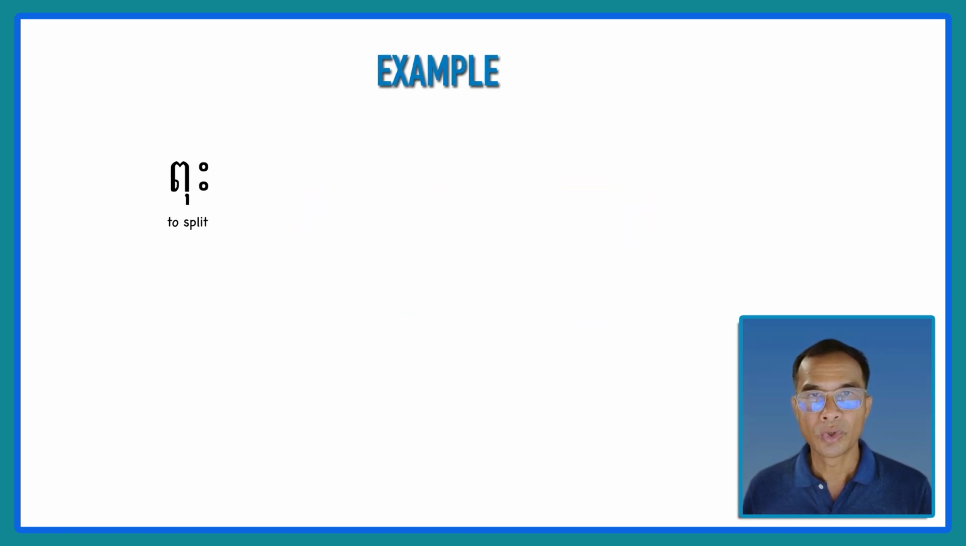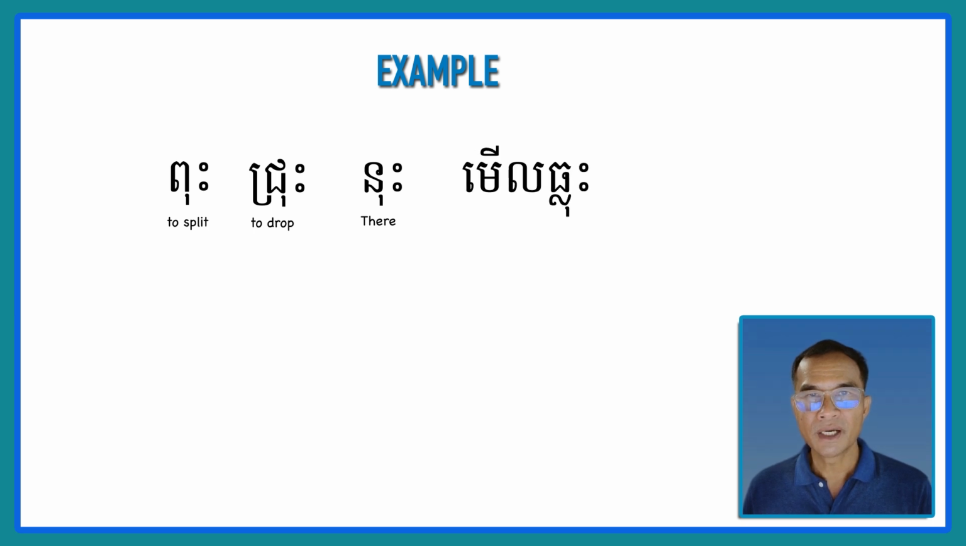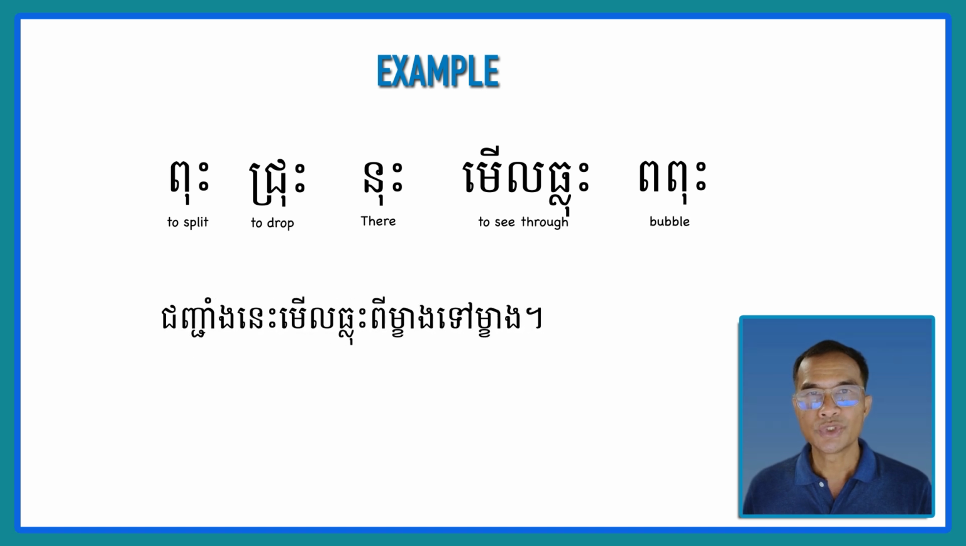Pu. Chiru. Nu. Mơ thlu. Bò pu. Chun chang ni mơ thlu pi mà khang từ mà khang.